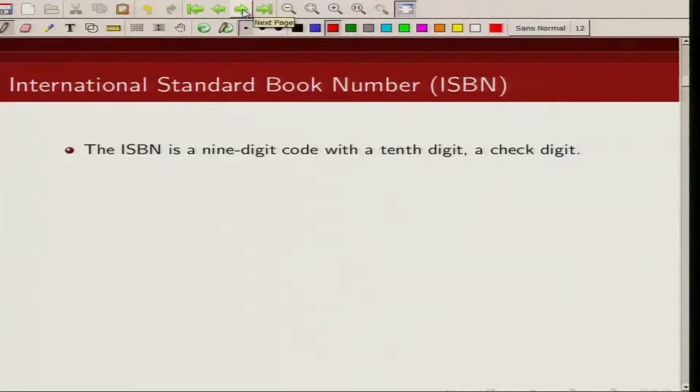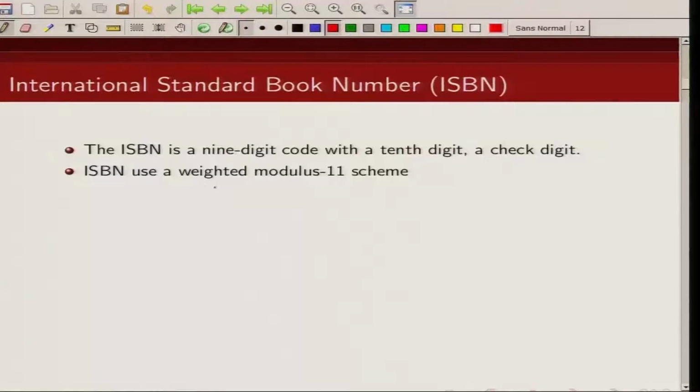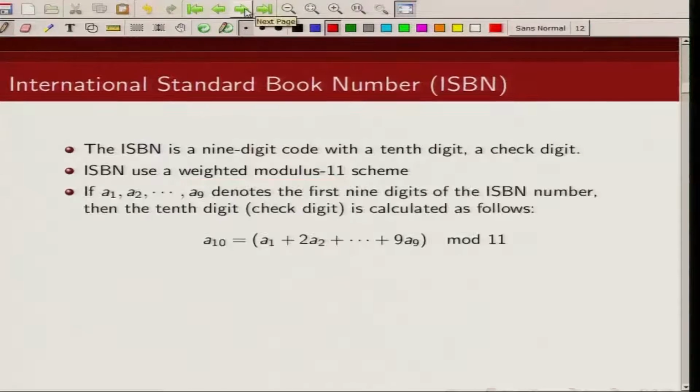So, what is an ISBN number? An ISBN number is a 9-digit code with a 10th digit which is a check digit. So, it is a 10-digit number, you have a 9-digit code plus 1 check bit. How is this check bit calculated? It uses a weighted modulus 11 arithmetic.